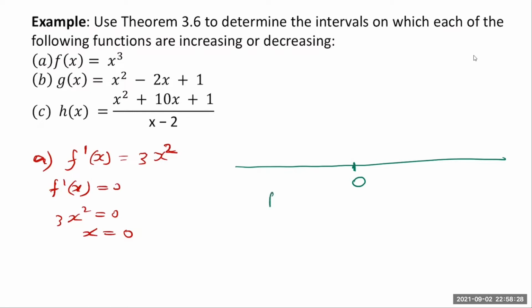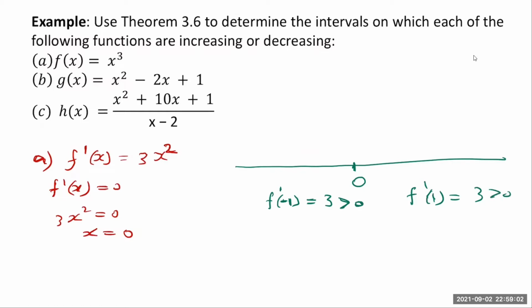For that, I'm going to pick a number from each interval. I'll pick -1. f prime of -1 is equal to 3. It is clear: if you plug -1 into this function, you get 3. And then I'm going to pick a number from the other interval. I'll pick +1. Then f prime of +1 is equal to 3 again. As you can see, both these numbers are greater than 0.